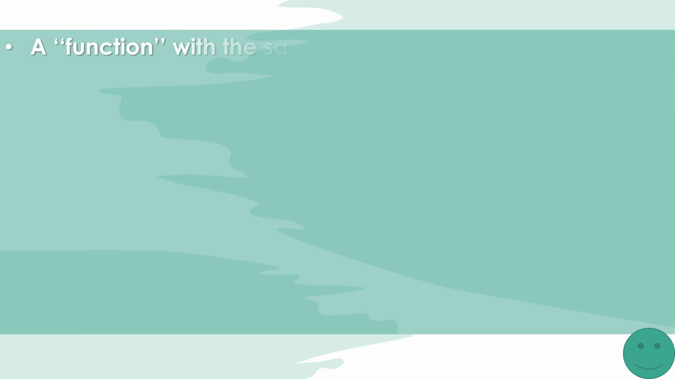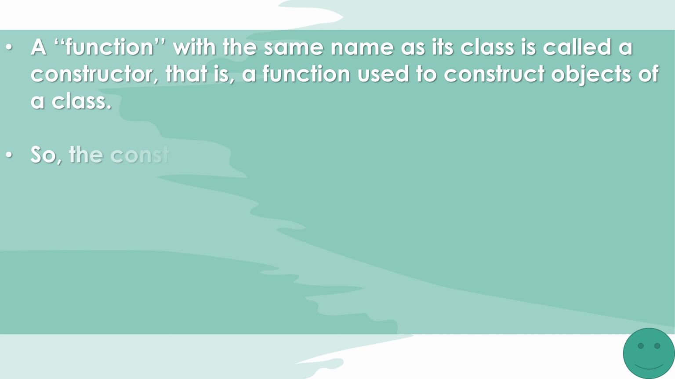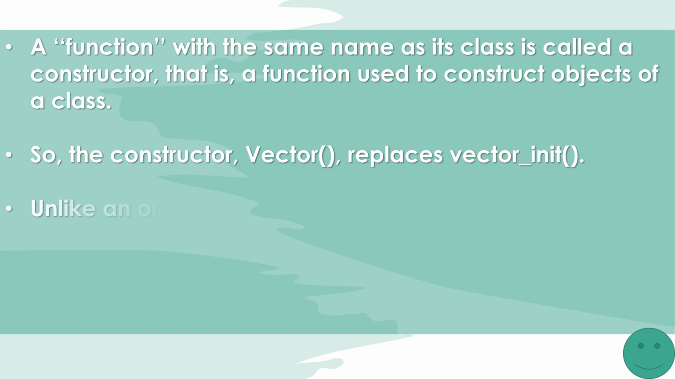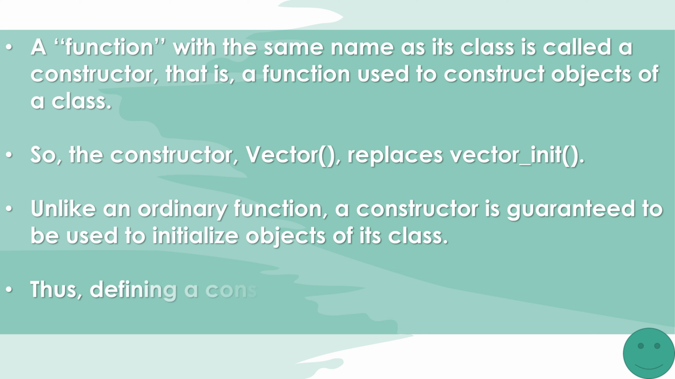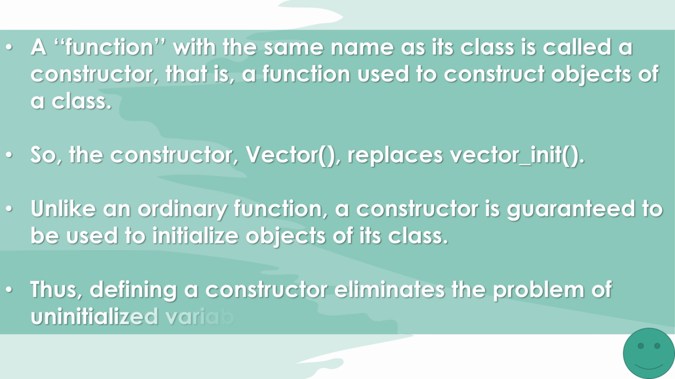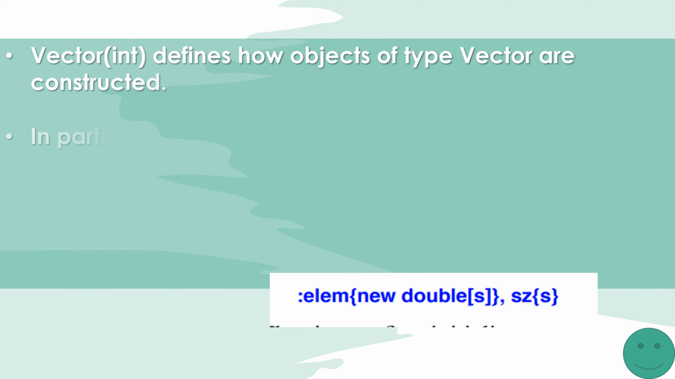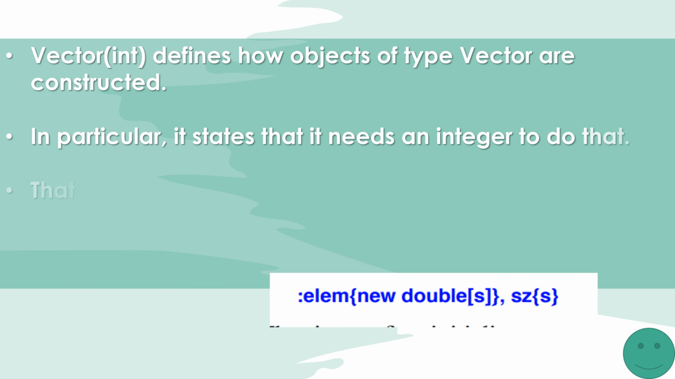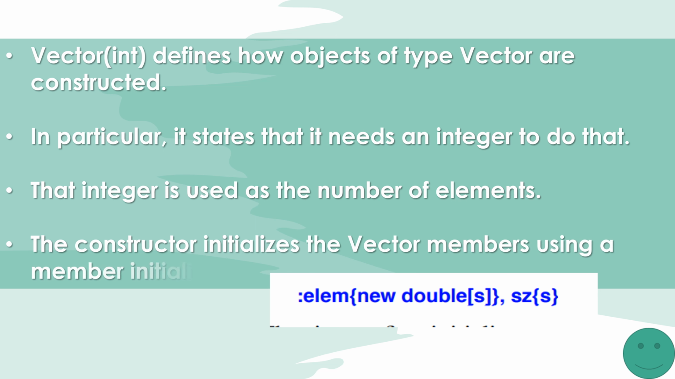A function with the same name as its class is called a constructor, that is, a function used to construct objects of a class. So, the constructor, Vector(), replaces vector_init(). Unlike an ordinary function, a constructor is guaranteed to be used to initialize objects of its class. Thus, defining a constructor eliminates the problem of uninitialized variables for a class. Vector(int) defines how objects of type Vector are constructed. In particular, it states that it needs an integer to do that. That integer is used as the number of elements.